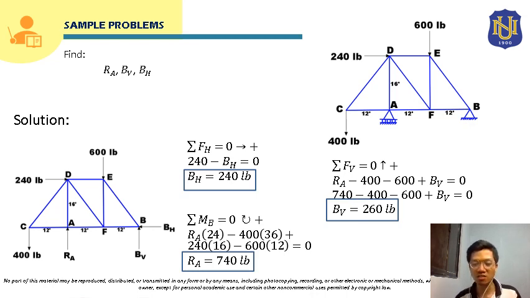As you can see here, in this problem we use three equations because we have three unknowns. So we use summation of forces horizontal, summation of moment at B, and summation of forces vertical. Okay, so let's proceed now to the next example.